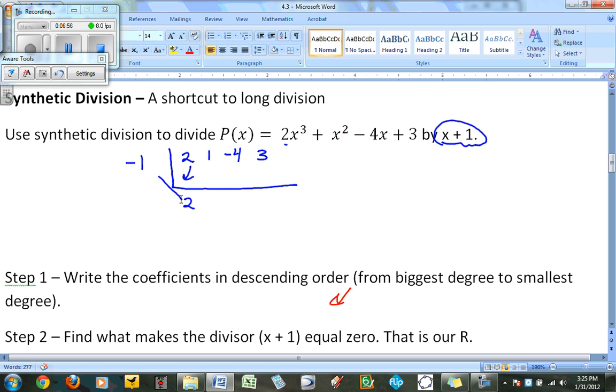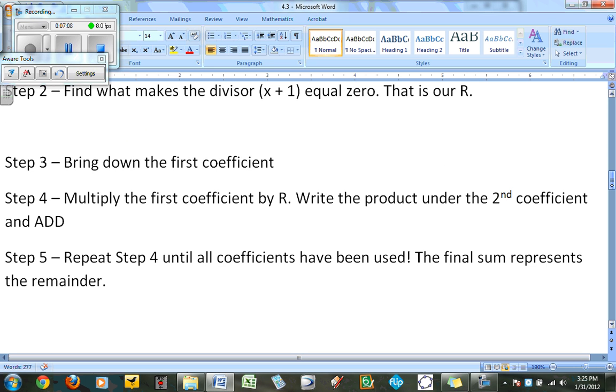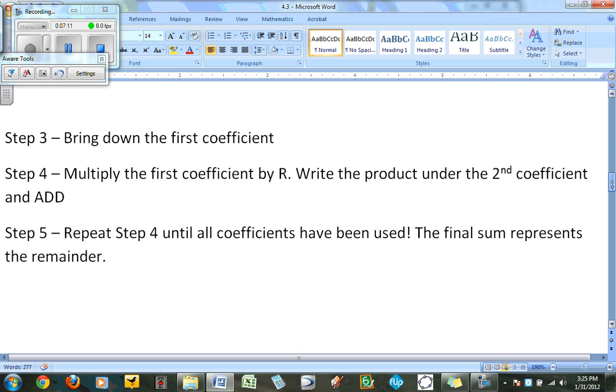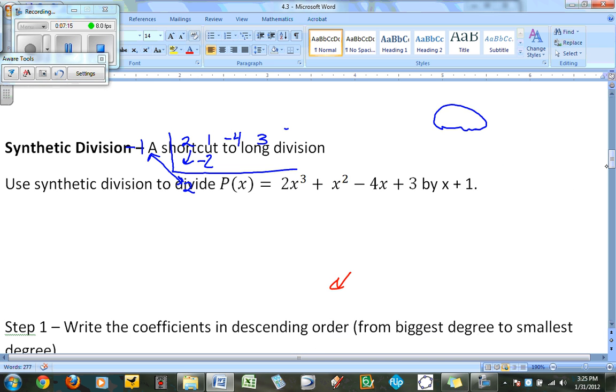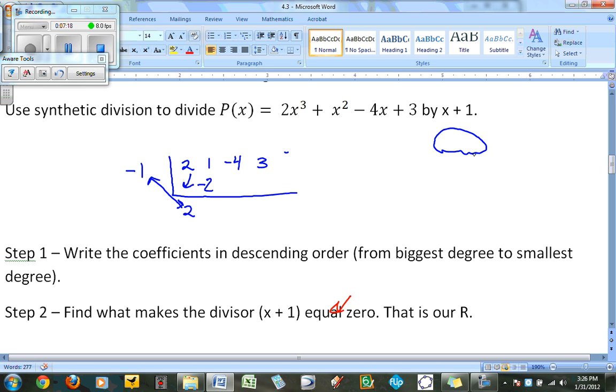And what we do is we multiply these two guys. So we multiply -1 and 2, and we bring it up. Okay, so 1 and -2. So far we're there. We multiply the first coefficient, write the product under the second coefficient, and then we add. So 1 plus -2 is -1, and then we go ahead and we repeat. -1 times -1 is +1, and add, which would make this a -3. -1 times -3 is +3. 3 plus 3 is 6.